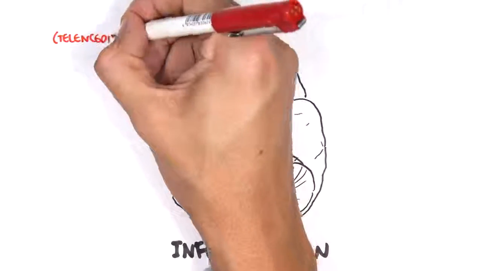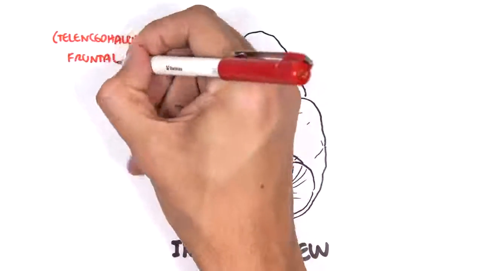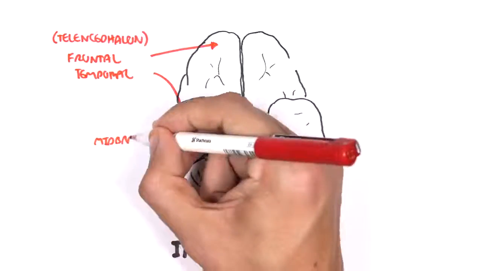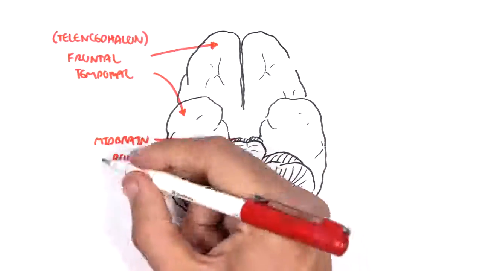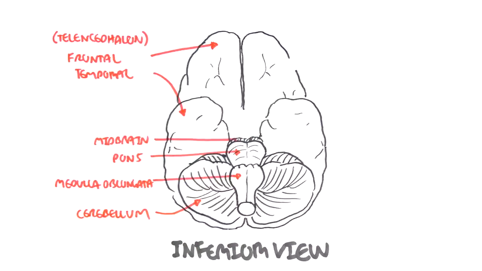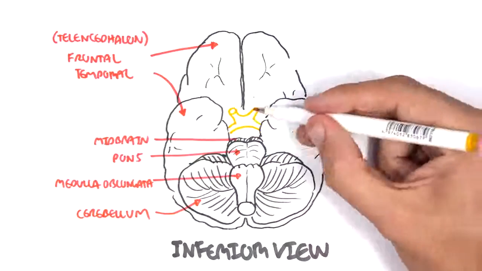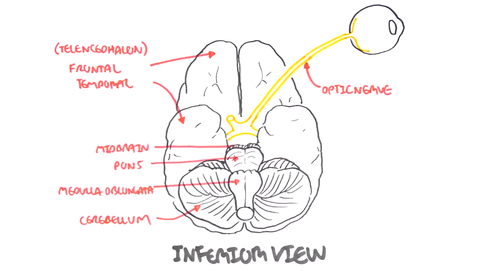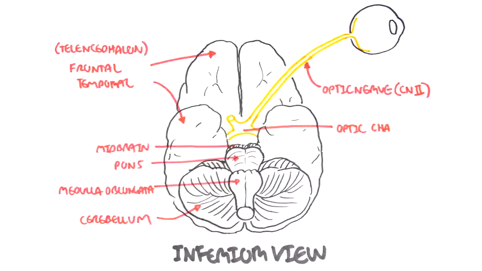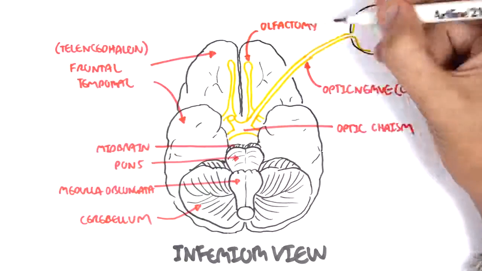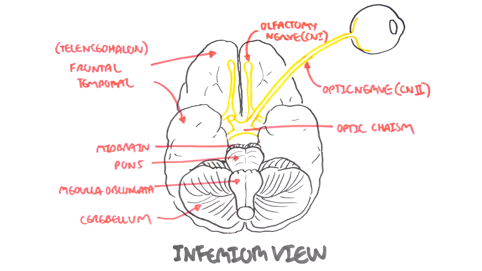So the inferior view of the brain, you can see the telencephalon, your cerebral cortex, and you can see the frontal lobe here and the temporal lobes on the sides. Then your brainstem, which is made up of your midbrain, your pons, and your medulla oblongata. This is your cerebellum. Some other important structures which can be seen from here are your optic nerves, which is cranial nerve number 2. And this sort of branches off the optic chiasm. And under these structures, you can find the long olfactory nerve, which is your cranial nerve number 1, your smelling nerve. It is a sensory nerve.